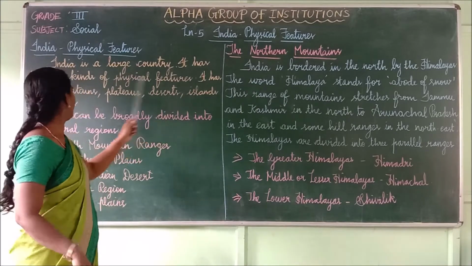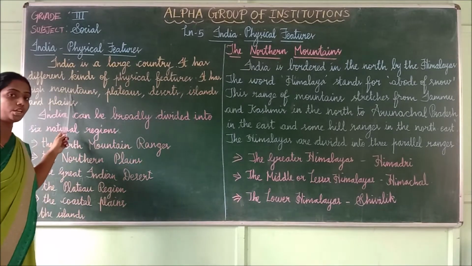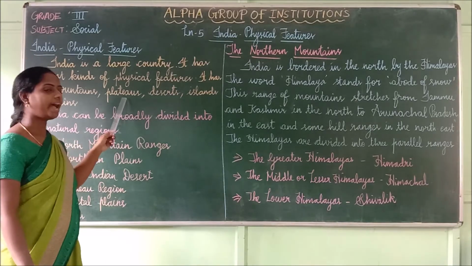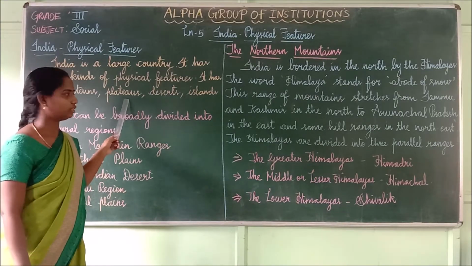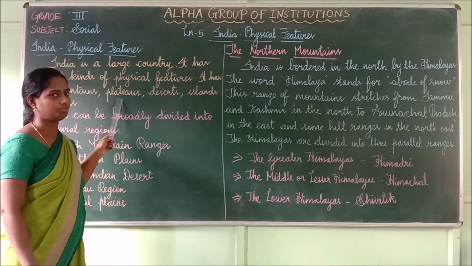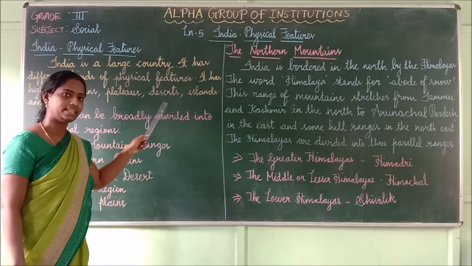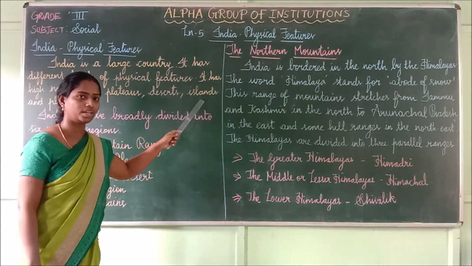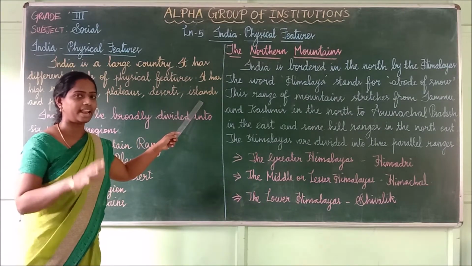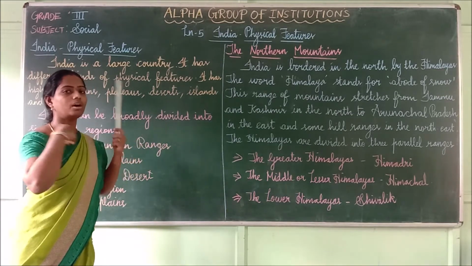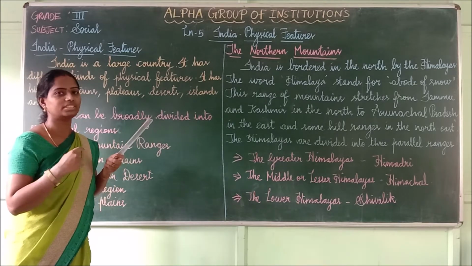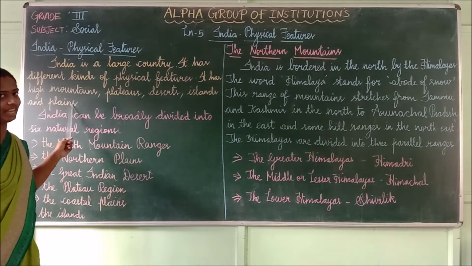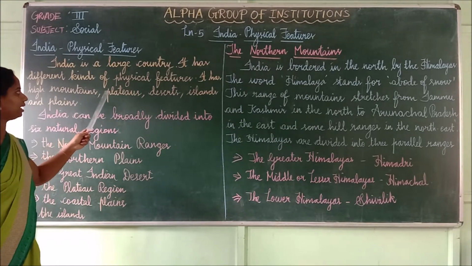It has high mountains, plateaus, which means highlands, very big lands, and deserts. You all know about the deserts, right? And islands. An island is a land that is completely surrounded by seas. And then also plains are a land.